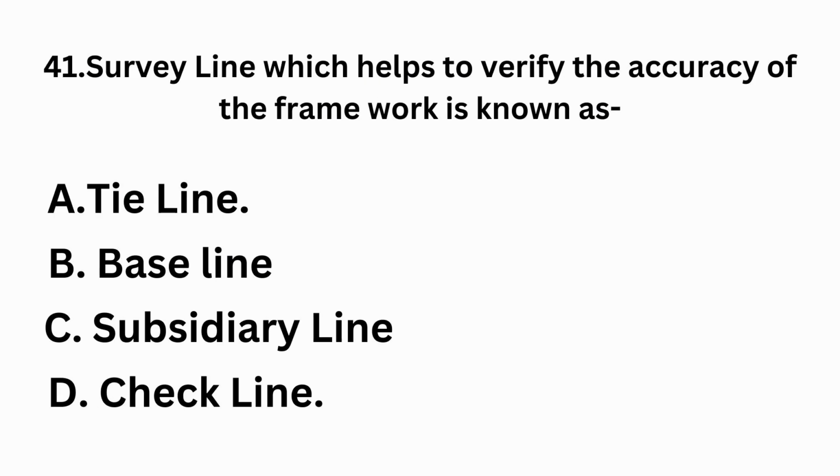The survey line which helps to verify the accuracy of the framework is known as A. tie line, B. baseline, C. subsidiary line and D. check line. D, check line helps to verify the accuracy of the framework. Tie line is the line that is run to locate the details in order to avoid long offsets, and baseline is the long survey line that runs through the middle of the area to be surveyed.